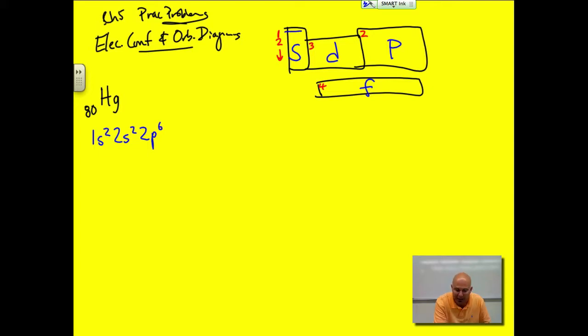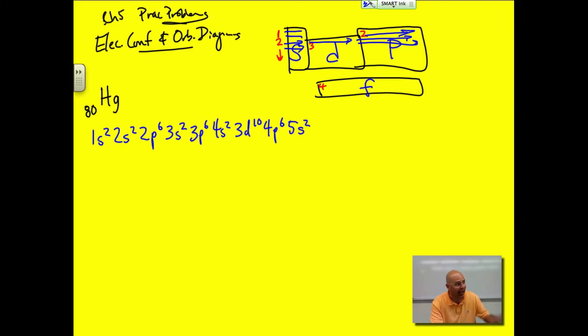Then 2p6. So again, I've taken care of this, then I went to here, and then I'm now going through the top over here. After 2p6, 3s2. Then 3p6. Then 4s2. Notice again, we now are over here with numbers 19 and 20, potassium and calcium. Then we get into the 3d10, taking care of all the 3ds. Then 4p6. Then 5s2. After the 5s2, we're just at the 4d10.